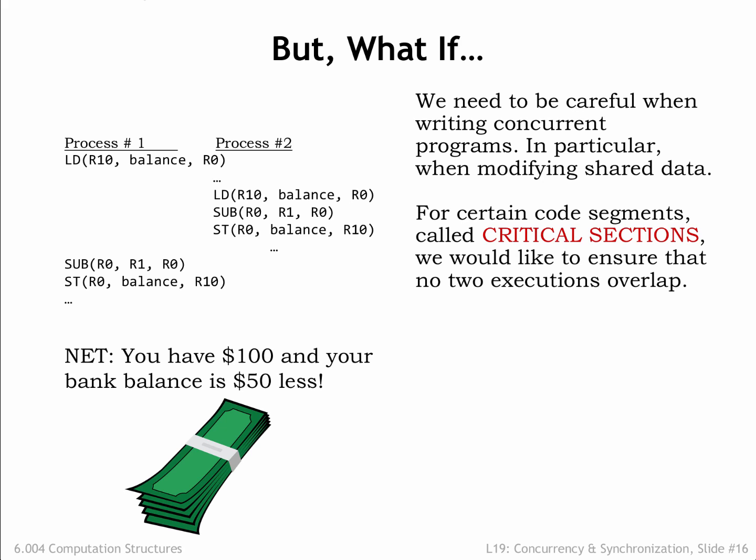The load, modify, store code sequence is what we call a critical section. We need to arrange that other processes attempting to execute the same critical section are delayed until our execution is complete. This constraint is called mutual exclusion. In other words, only one process at a time can be executing code in the same critical section.